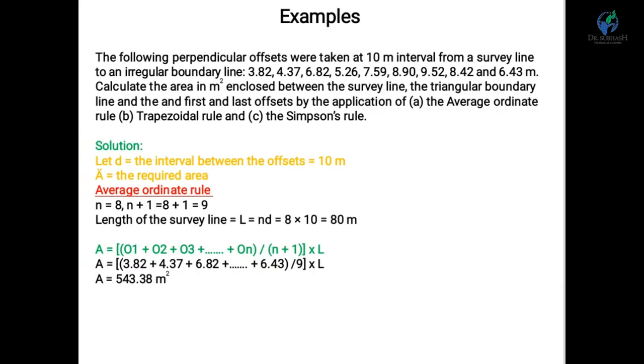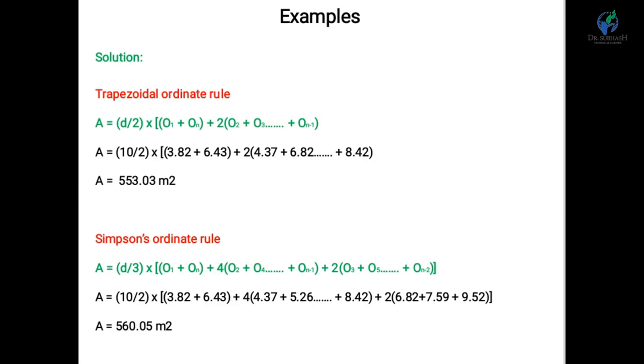We see that the three areas are different as per the rules. The value for the average ordinate rule is 543.38 meter square, for the trapezoidal rule 553.03 meter square, and for the Simpson rule 560.05 meter square. So we can see that the actual area is nearly 560.05 meter square, which gives a larger value compared to any other rule. But accuracy depends on the shape of the area. So we have taken the mean between the trapezoidal and Simpson rule for an exact and nearer area.